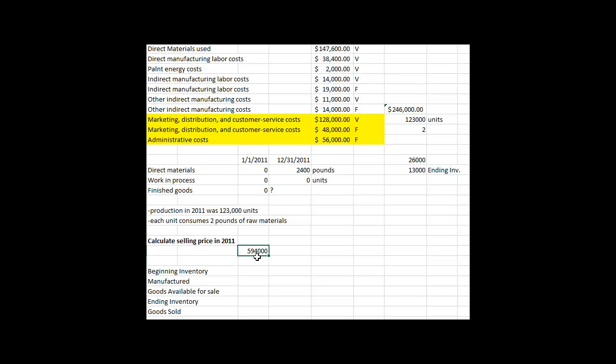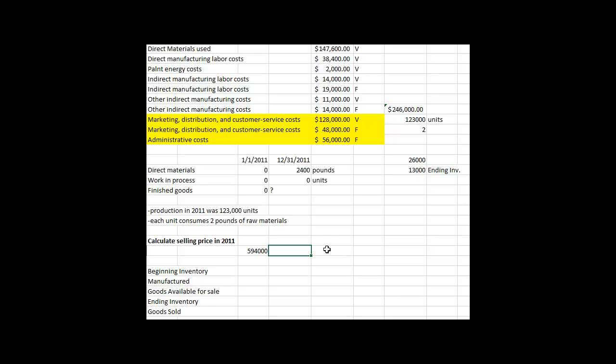$594,000. So that's the total dollars we know we sold in the year, but we need to know what the selling price per unit is. So we obviously have to calculate how many units we sold and then divide that total units sold by the total selling price, and that'll give us the selling price per unit.